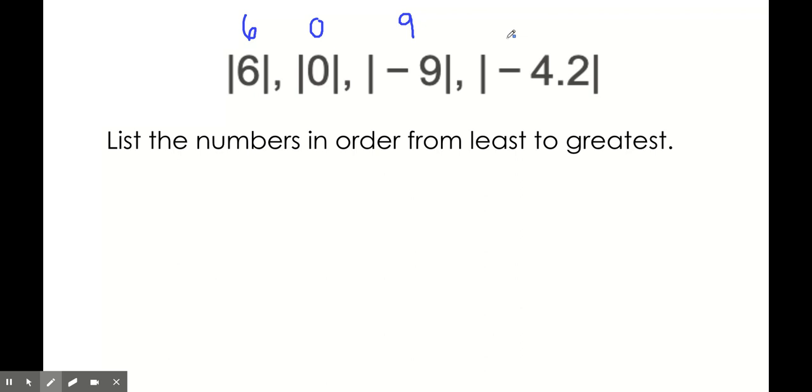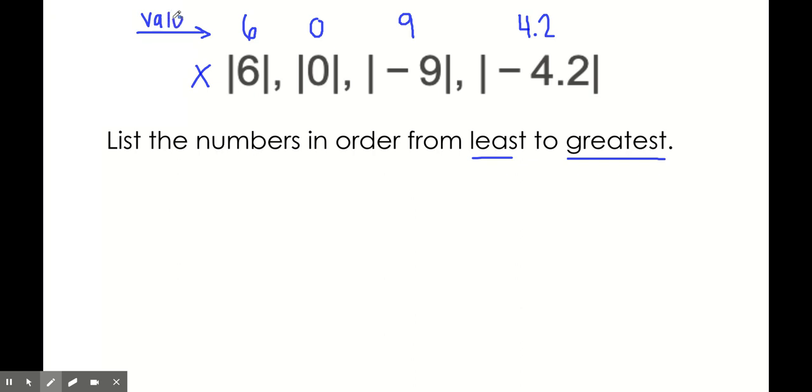Lastly, -4.2. -4.2, the absolute value is +4.2. That's how far away it is from 0. Now that I know the absolute value of all of these numbers, I need to put them in order from least to greatest. So think of ignoring the numbers on the bottom because their values are written up here on the top.